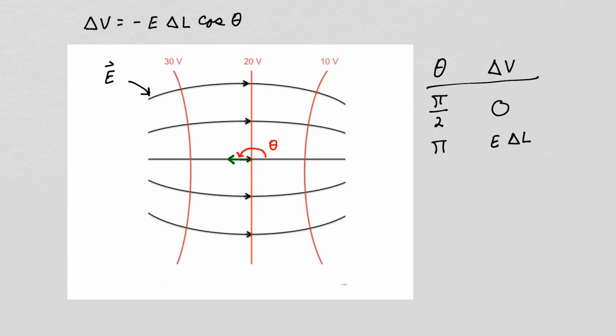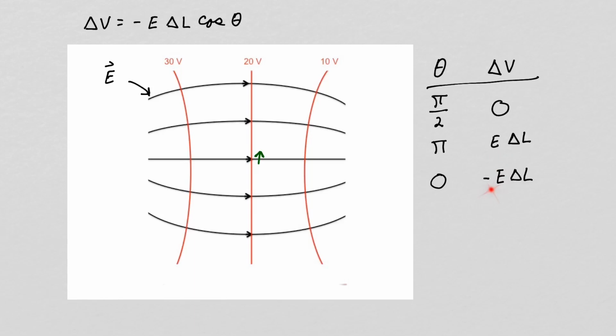Now let's decrease the angle to 0 radians. So cosine of theta is 1, so the drop across the probe will be minus the magnitude of the electric field intensity times the length of the voltage probe. So as we rotate this voltage probe, the drop across it is going to vary from a maximum of E times delta L to a minimum of minus E times delta L.